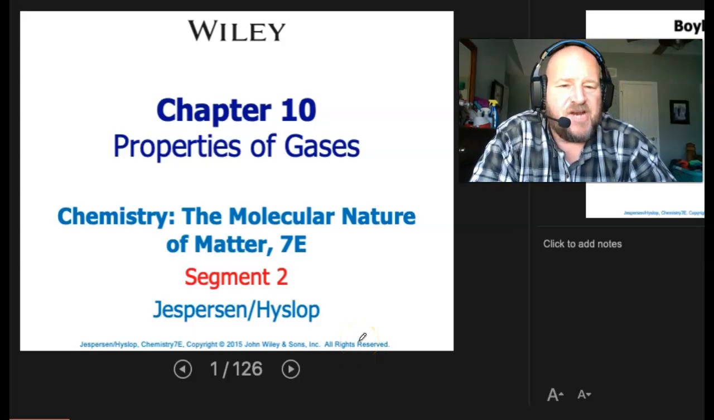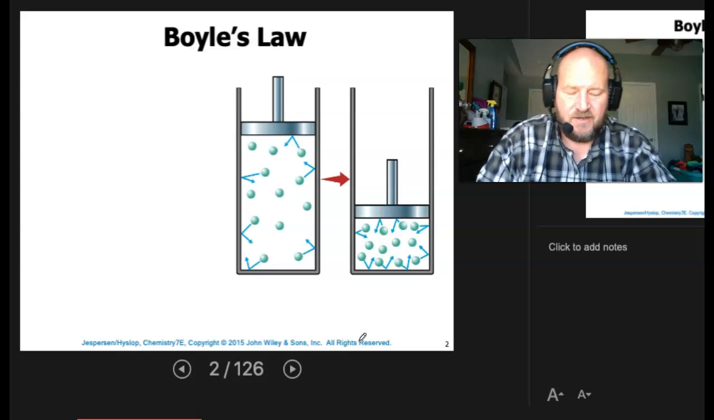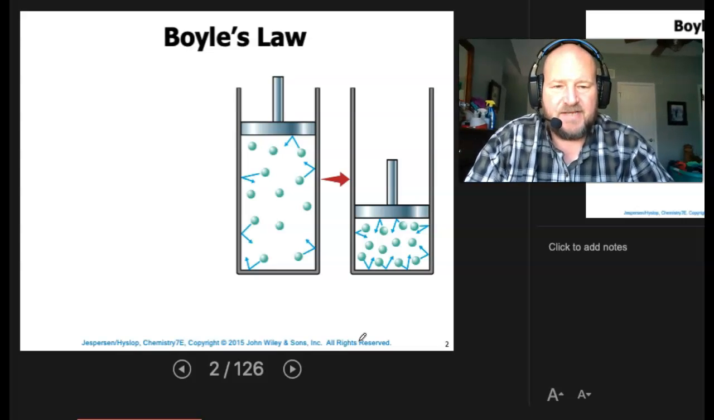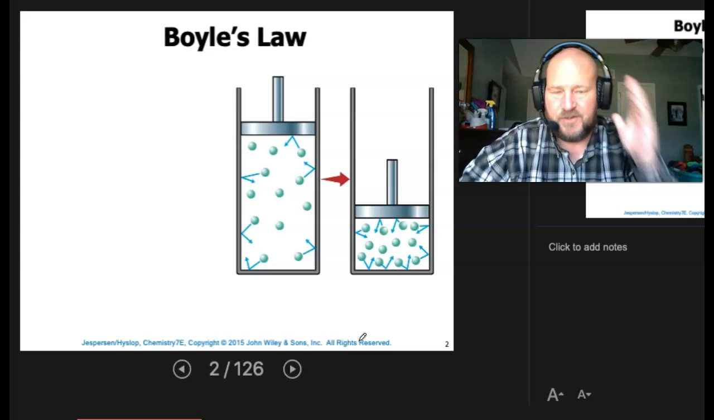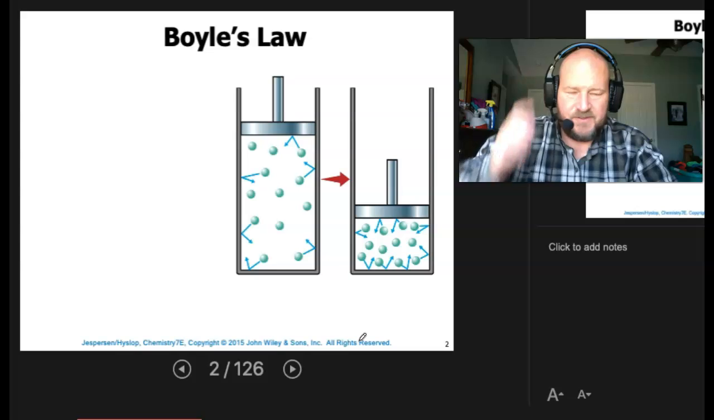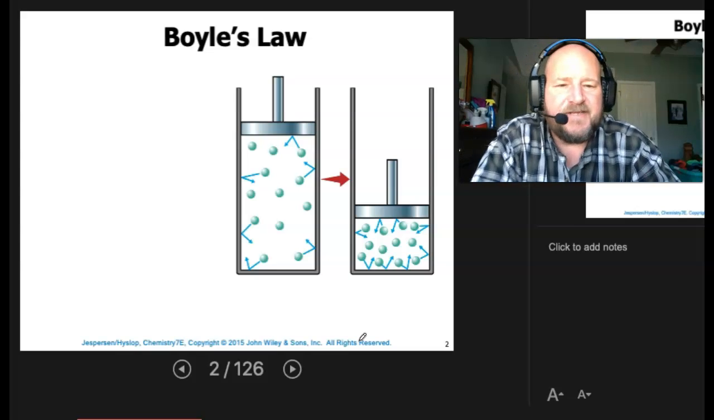Segment 2 of Chapter 10, Gas Laws. We left off with Boyle's Law. We haven't really started talking about it yet at all, but these are your gas laws. They always have the people's names after them, so it's Boyle's, Charles', Gay-Lussac's, Avogadro's. They all contributed to gas studies.